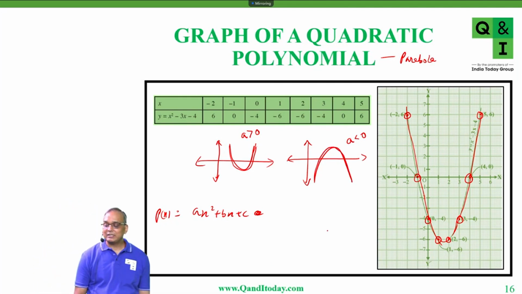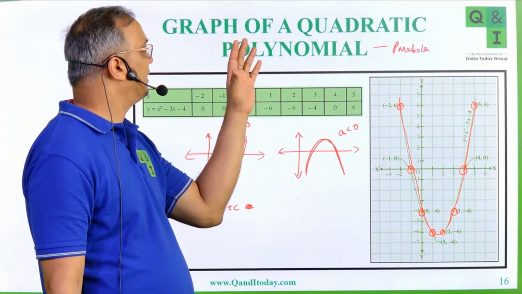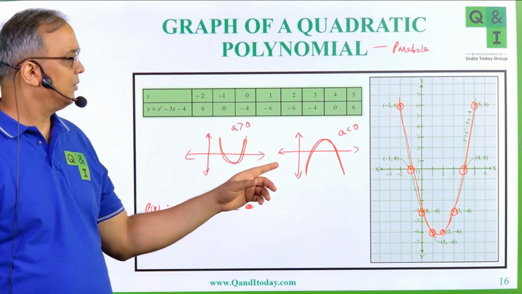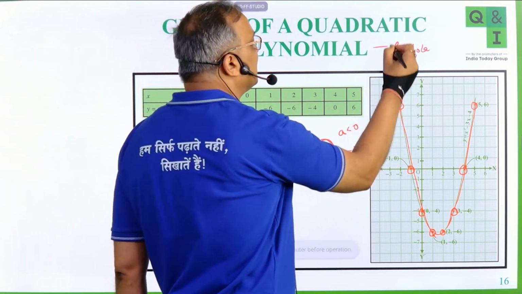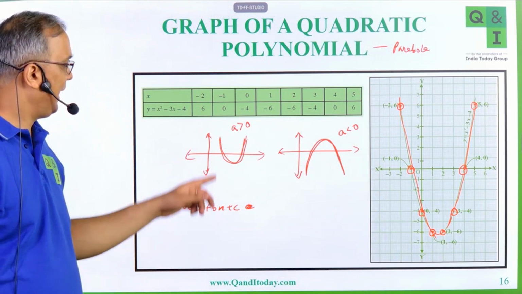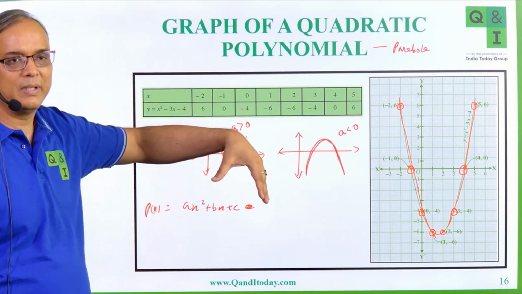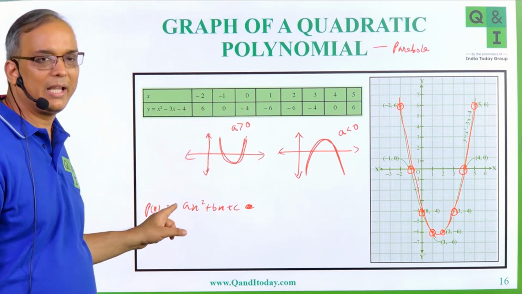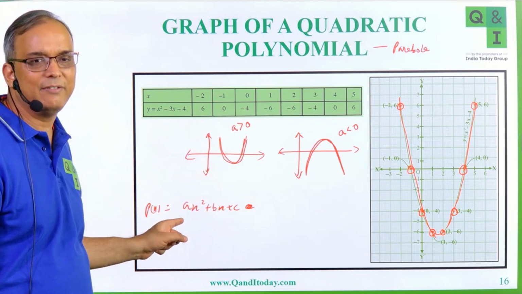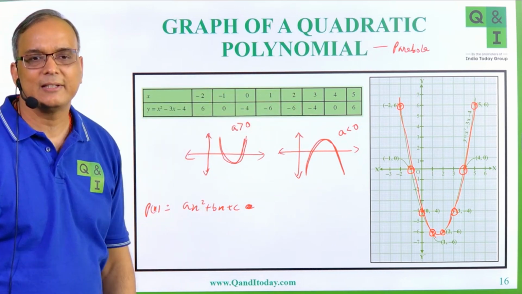Is this clear, students? Are you able to understand how to make a graph of a quadratic polynomial? You will not be asked to make it, but you should know the name of that curve. This is called a parabola. And there are two different ways to represent a parabola. One is mouth opening upward, other is mouth opening downward. So when the coefficient of x square, which is a, is positive, the mouth will be opening upward. When the coefficient of x square, a, is negative, then the mouth will be opening downwards. Clear?